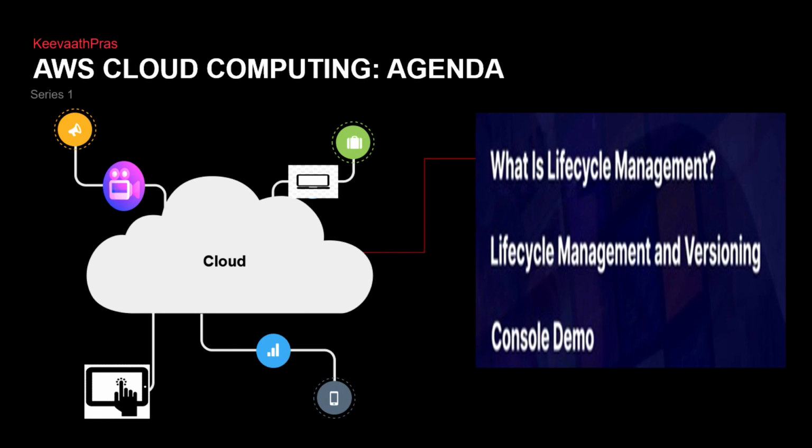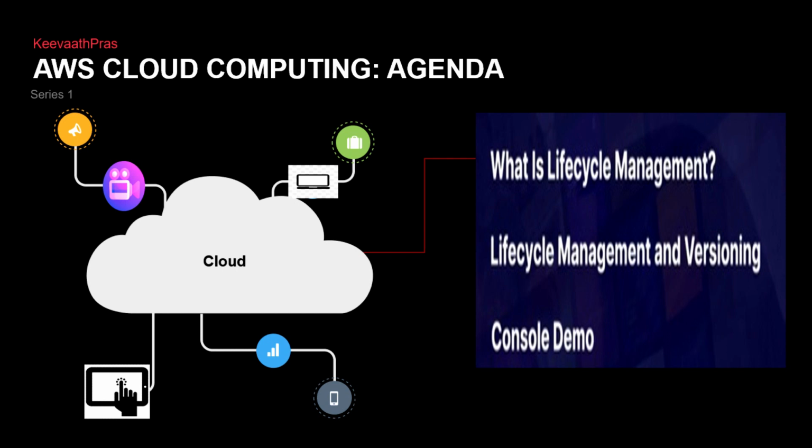In the last lecture, we saw the different kinds of storage classes, such as S3 Standard, Infrequent Access, One Zone Infrequent Access, Intelligent Tiering, and Glacier, including Glacier Instant Retrieval, Deep Archive, which takes anywhere from 12 to 48 hours, and Flexible Retrieval.